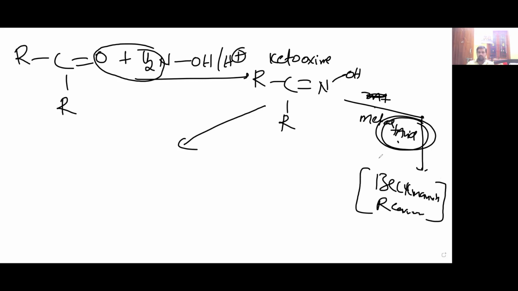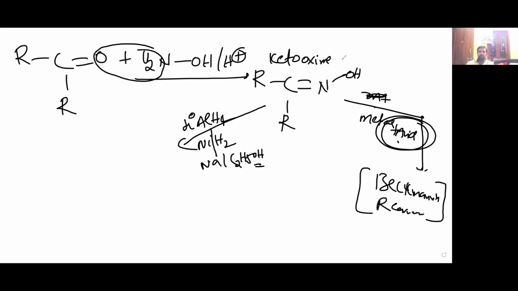That's why we are not using metal and acid for the preparation of the amine from the ketoxime. This is the reason behind it. You have to add the same reagents: lithium aluminum hydride, H2/Ni, and sodium with C2H5OH, slightly acidic. That's why we are using these.